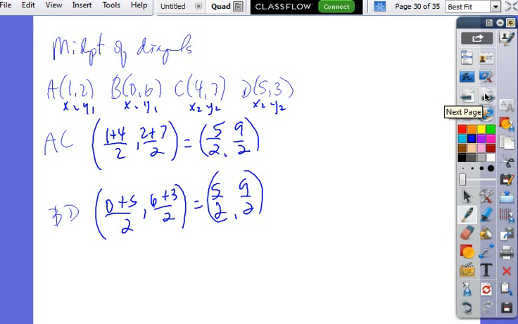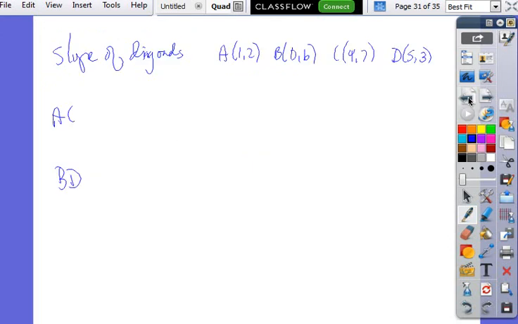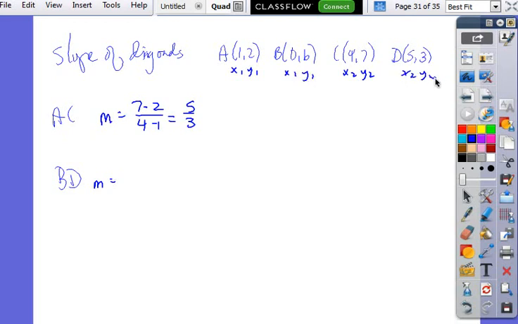All right, last step is going to be slope of the diagonals. AC, that means here's my 1, there's my 2s. So for AC, I would do 7 minus 2 over 4 minus 1, so that equals 5 over 3. Go to BD, so there's my 1s, and there's my 2s. Equals 3 minus 6 over 5 minus 0. Equals negative 3.